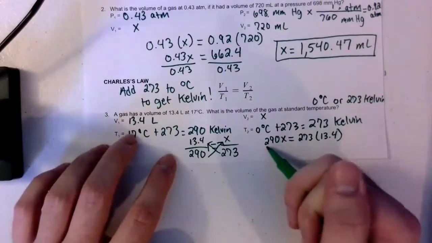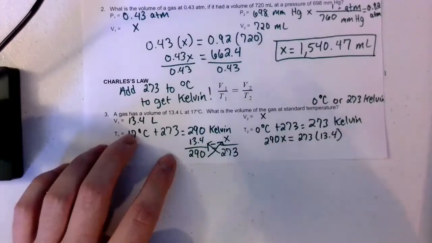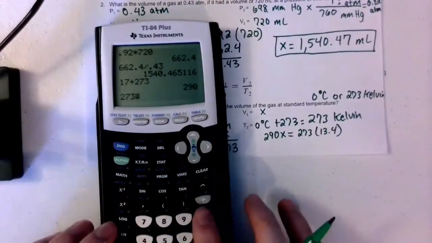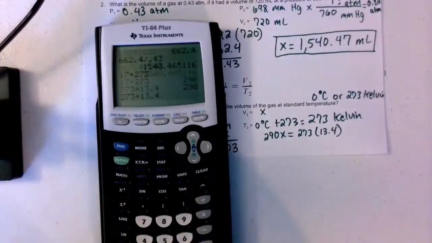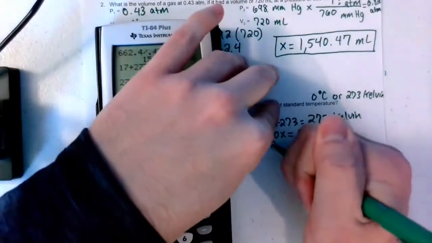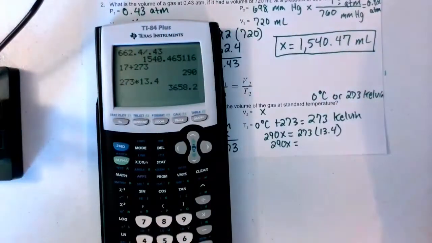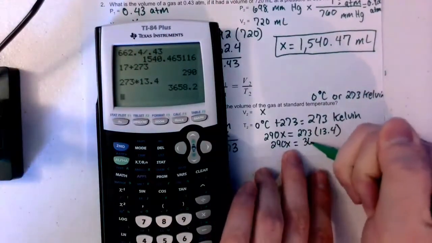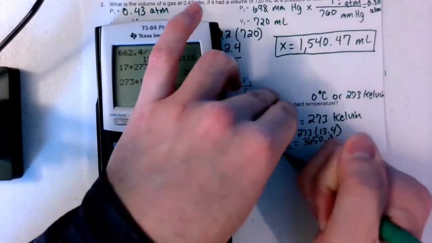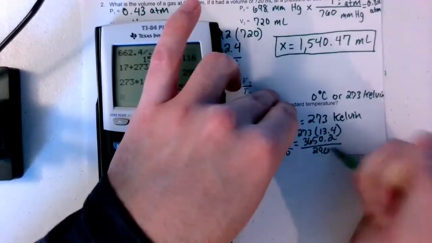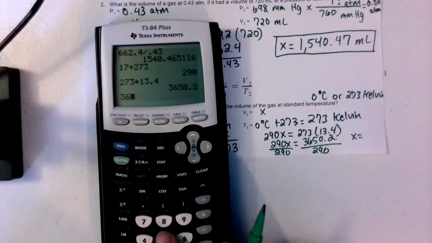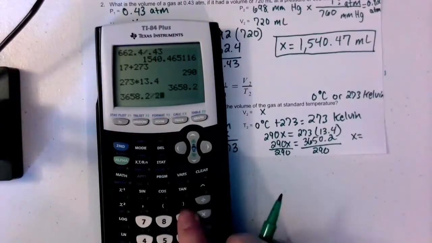Alright, so on this side we've just got 290 times x, which is 290x. But on this side we're going to have to do a little bit of math. We're going to do 273 times 13.4. And that's going to give me 3,658.2. So 290x equals 3658.2. To get the x by itself, I'm just going to divide by 290 on both sides. And I'm going to get x is equal to 3658.2 divided by 290.